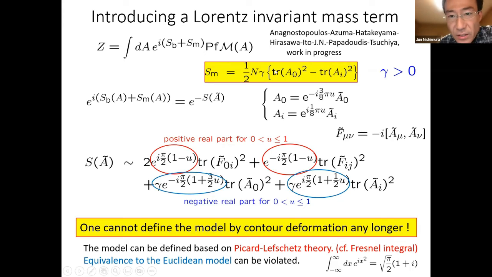And you might think that these two terms have opposite signs, so you might wonder whether this is well defined, but there's no problem because you have an i in front, unlike in the Euclidean model. So even if this is not a positive semi-definite action, you can still make the theory well defined. Okay, so our idea is to just add this mass term.